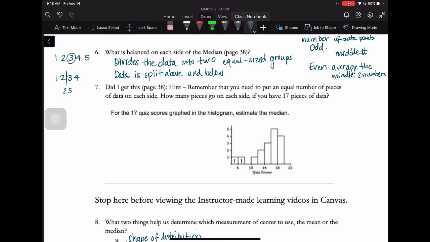Remember that you need to put an equal number of pieces of data on each side. So you want to split the data in half. We have an odd number of data because there's 17, which means that we're going to have an actual value here, and then a certain number on the left and a certain number on the right, and they have to be equal. What I do is I divide this number by 2, and I get 8.5. That means that we're going to have 8 on the left, 8 on the right, and 1 in the middle. 8 plus 8 is 16, plus 1 is 17.